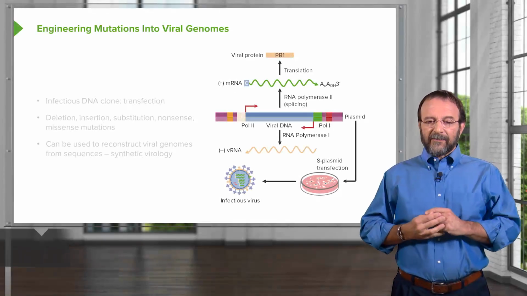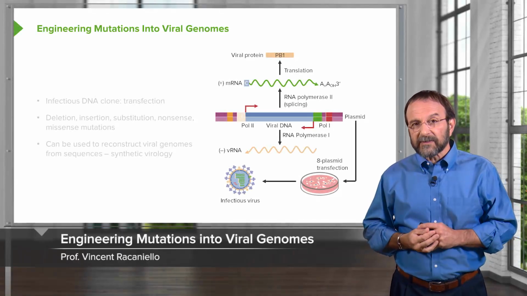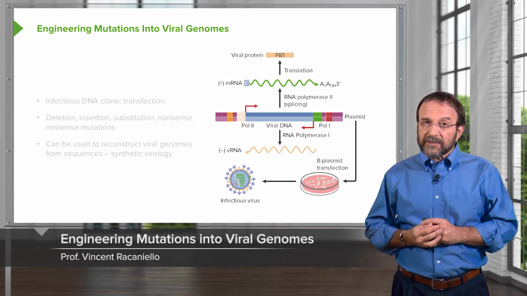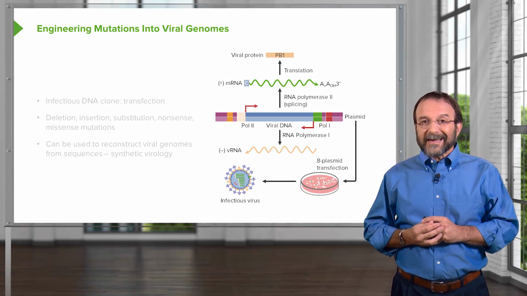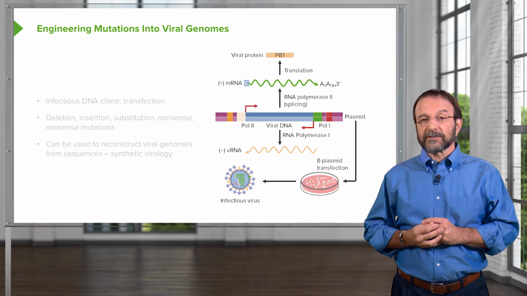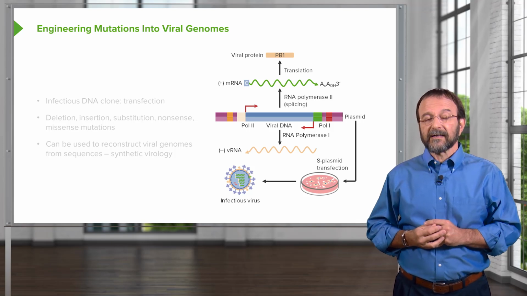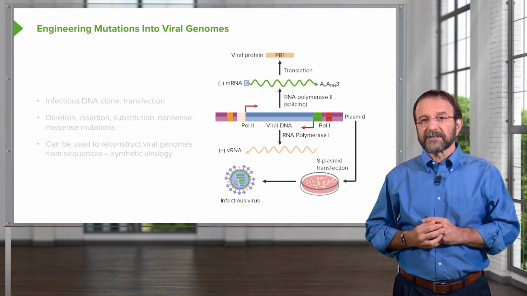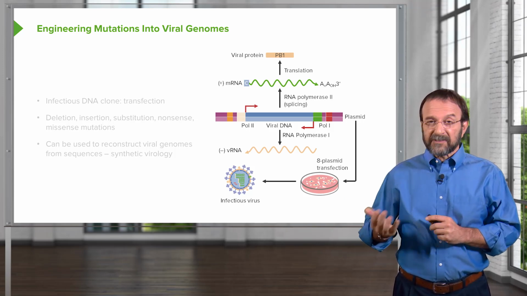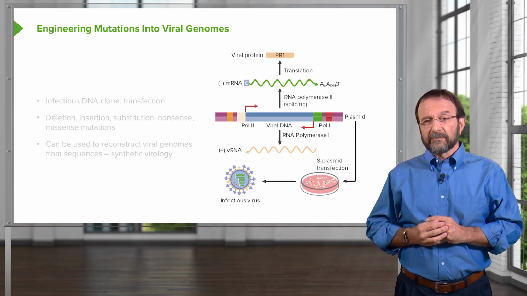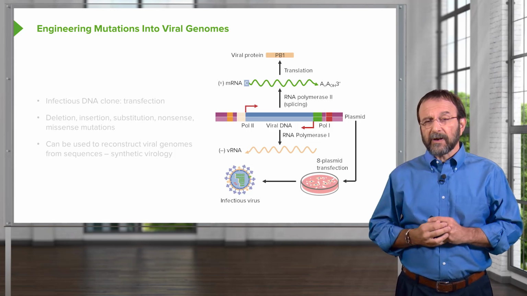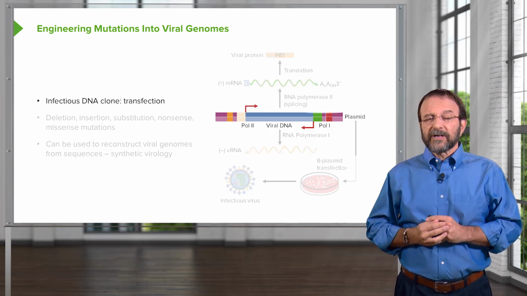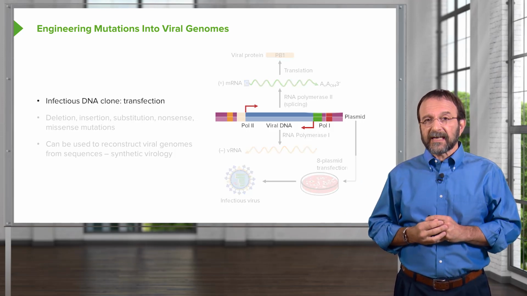Now, the virology field was revolutionized about 30 years ago by making DNA copies of viral genomes by the recombinant DNA technology. And this allows you to introduce any change into a virus at will. It makes studying these viruses in the laboratory, making vaccines, making therapeutic products very easy. We call this an infectious DNA clone.